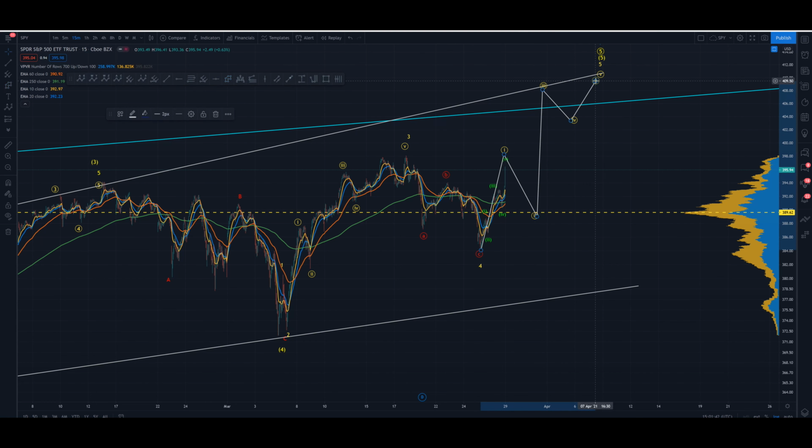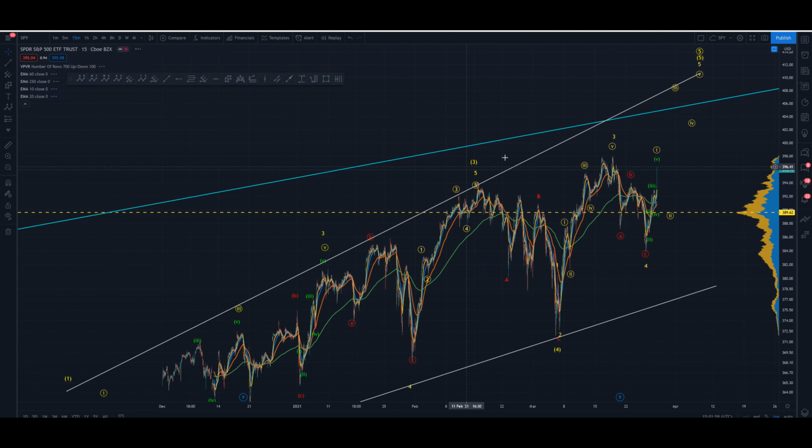This is the idea that this is actually an impulse wave, not an ending diagonal. Otherwise, these would just represent the 5 waves of the C. It would operate just like an impulse wave. It'd just be part of a 3-wave structure, 5 waves in a C rather than 5 waves in a 5. Okay, so that's basically what I see for the S&P at the moment.